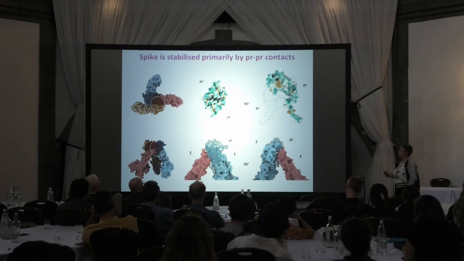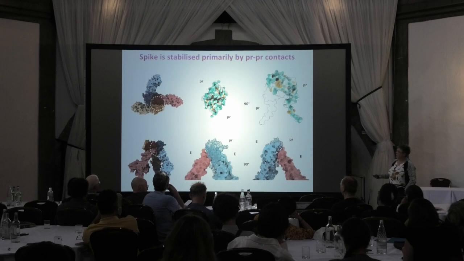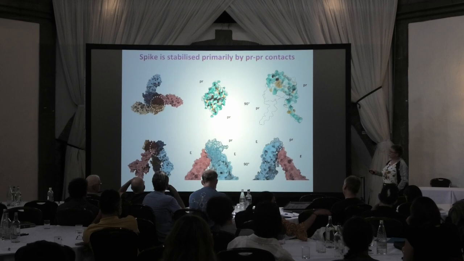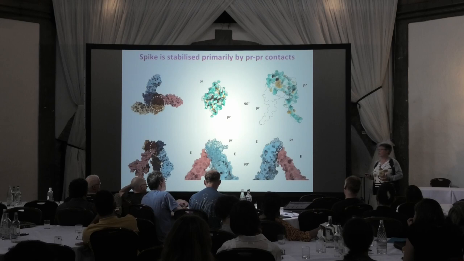What about other interactions? So again, if we look at just one spike, we see that two of the three heterodimers within the spike are virtually in a twofold orientation to each other, and then you have the oddball on the side. The whole thing is held together by PR-PR interactions. It's not held together by other things.